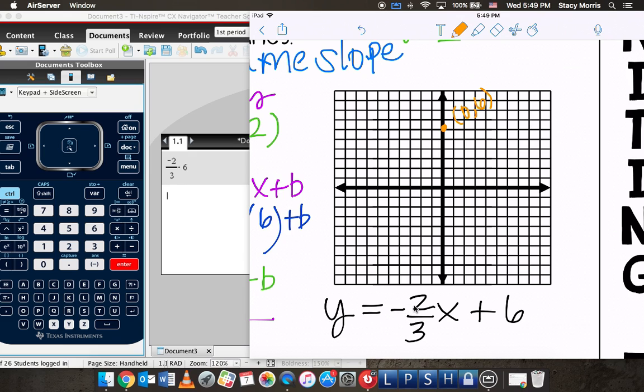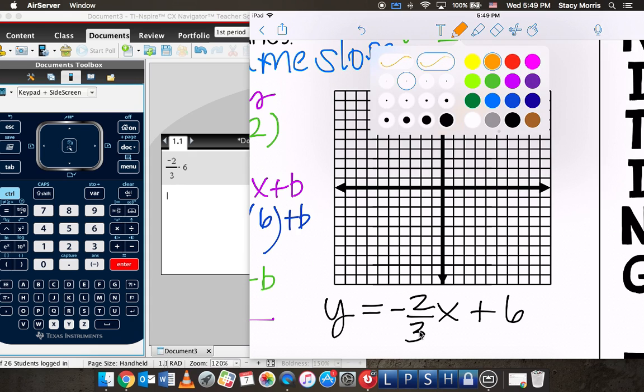So if I go negative 2 on my rise, I'm going to run positive 3. If I go positive 2 on my rise, I'm going to run negative 3. So this negative either goes with the top, or the numerator, or the bottom, the denominator, but not both. If you do both negative, then that's a negative divided by negative, which would make a positive. So we're only going to go negative in one direction.